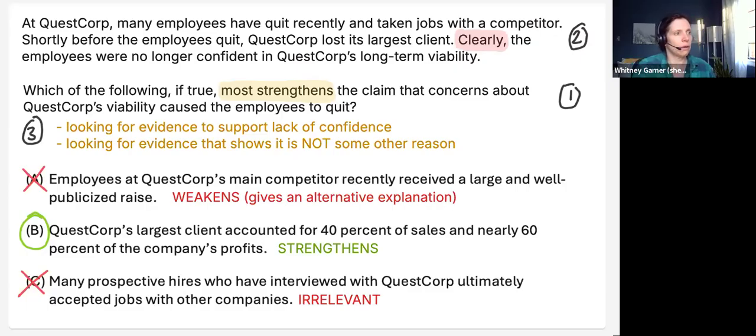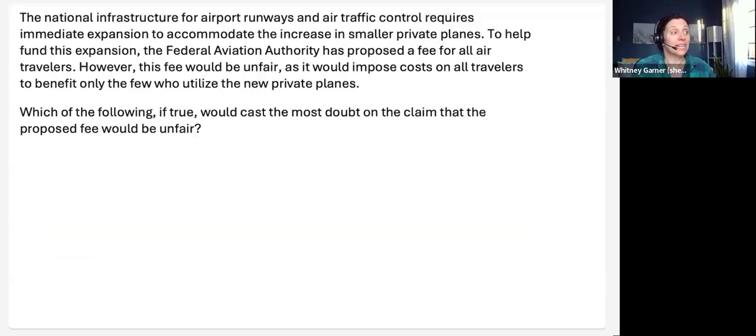And again, let's see, I want to go with this one. Okay, so again, step one, identify the question type. So which of the following would cast the most doubt? Cast doubt on the claim that the proposed fee would be unfair. Okay.